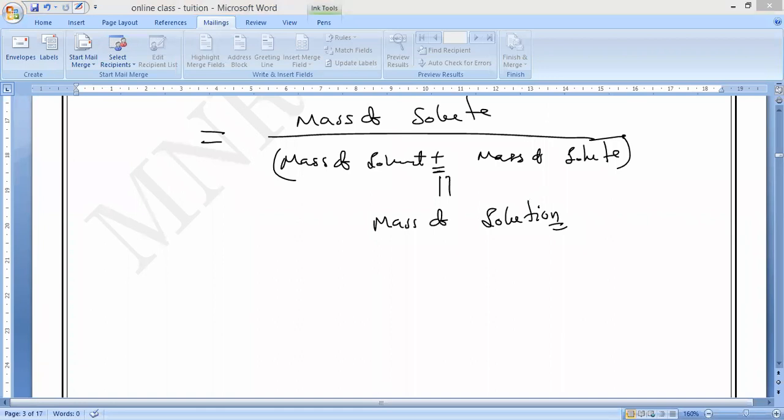Now, write the example. First example: a solution contains 30 grams of sugar dissolved in 370 grams of water. Calculate the concentration of the solution. Anybody, let me see who will say first.